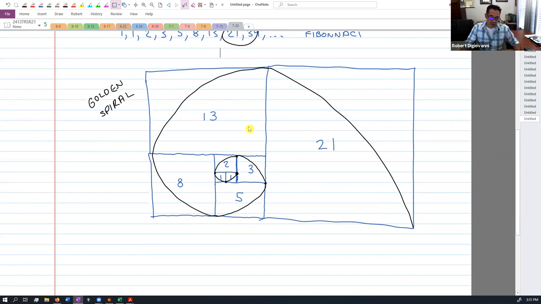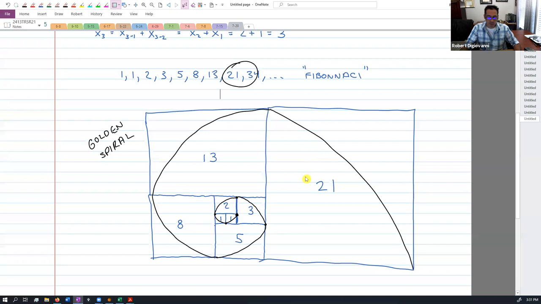When I was taught the Fibonacci sequence and the golden spiral and golden ratio, I was told that this sort of spiral appears in nature in many places. That, you know, think about like a seashell. Let me see if we can look at a seashell.